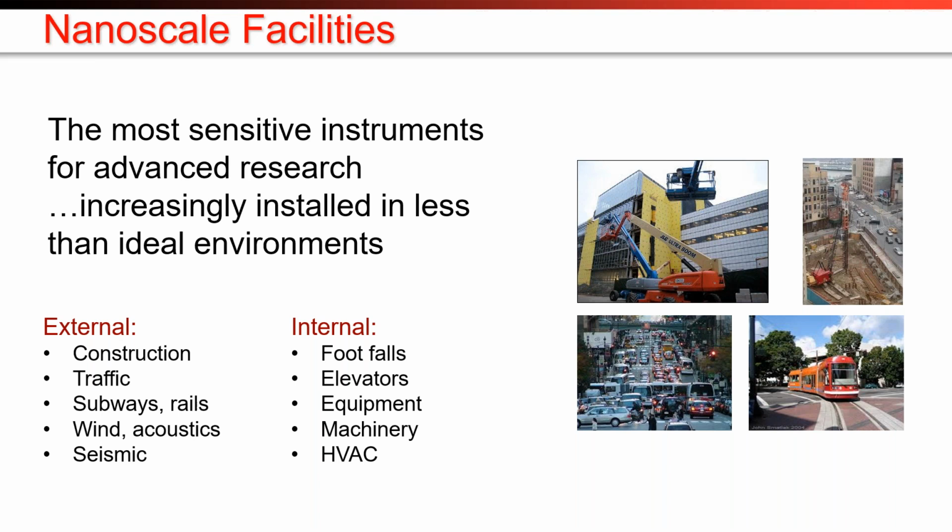The internal stuff, again, it's pretty intuitive, right? It's people walking, elevators, both freight and service, and the usual elevators, equipment, machinery. So you have things down in the basement of the building, air compressors, pumps, other facilities-related equipment that generates vibration, and of course HVAC, because things moving through the ducts are connected to the building, and that creates structure-borne vibration, which gets back to the floors.